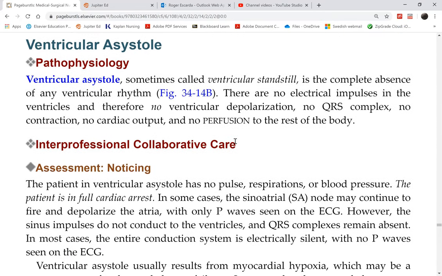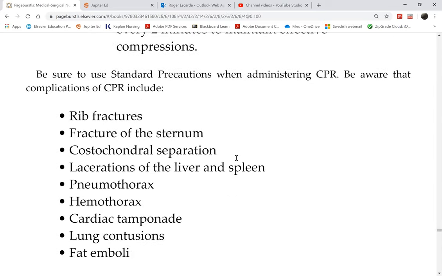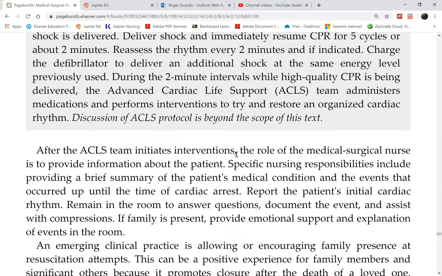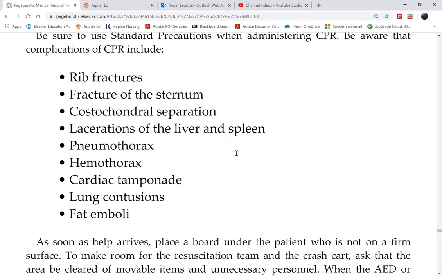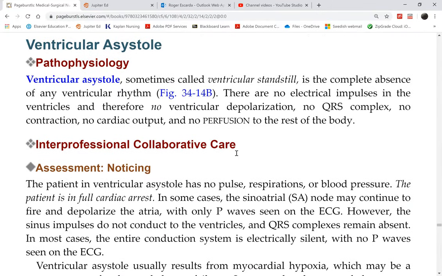Ventricular asystole, do you shock this rhythm? You call it asystole. This is the rhythm. I mean, there's nothing. This is a flat line. So what do you do for ventricular asystole? Do you defibrillate? No, because there is no rhythm.